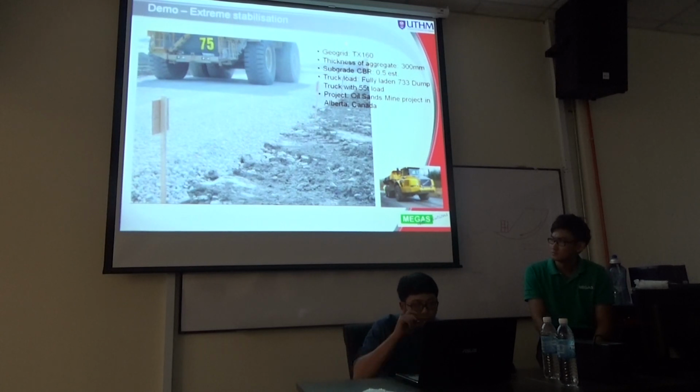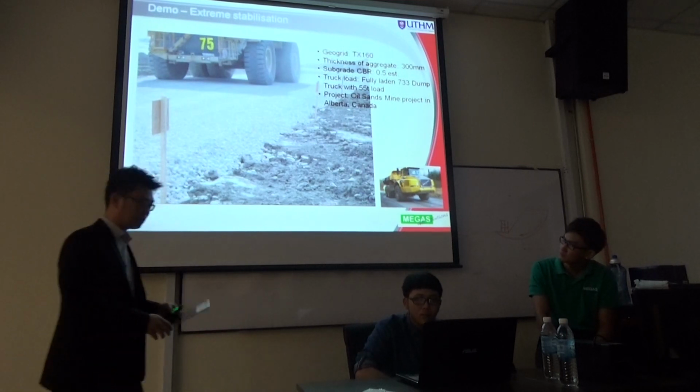So what they do is create this access road for this big truck to run on top of it. They put in 300 mm thick of stone material, granular material. This layer, as you see, is with a layer of TX160, the triaxial geogrid. Subsequently, this part is without reinforcement, without the stabilization geogrid, but with the same thickness of aggregate. We see what is the difference.